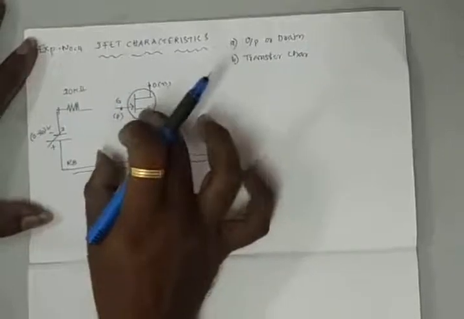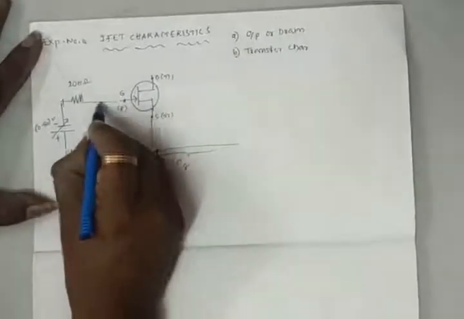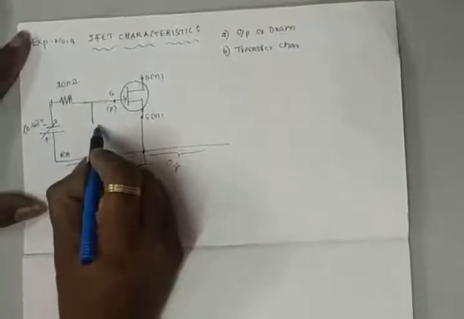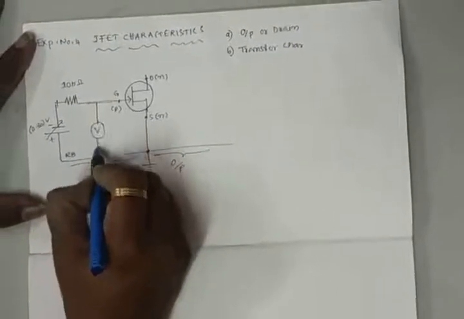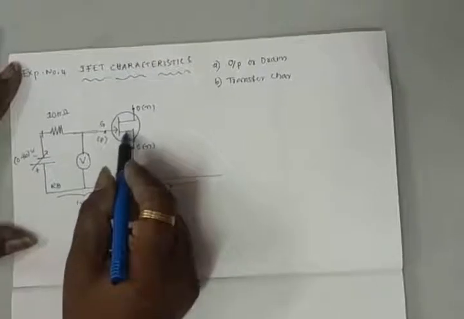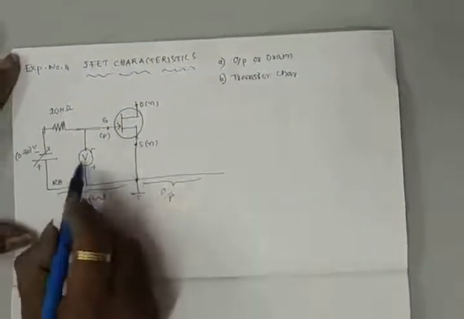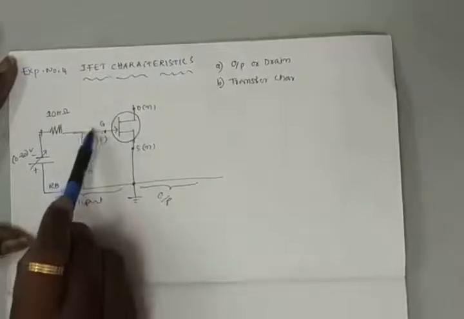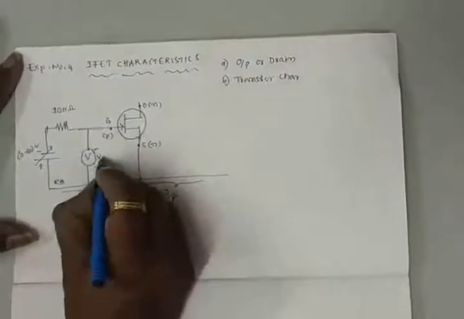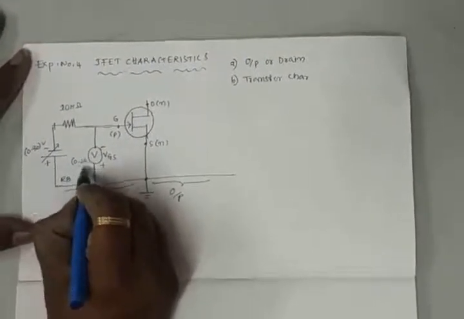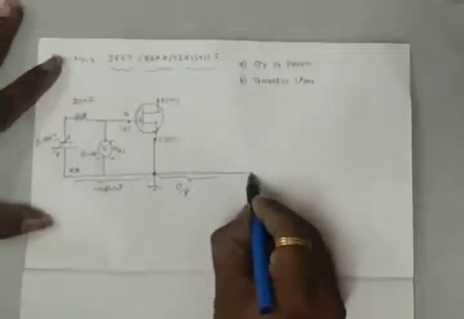FET is a voltage controlled device, so there is no need to connect an ammeter; we can connect one voltmeter in parallel to the JFET. Whatever the polarities are, they will come here. This voltmeter is connected between the two terminals, gate and source. The name is what? VGS. The range is 0 to 20 volts. Input is complete.